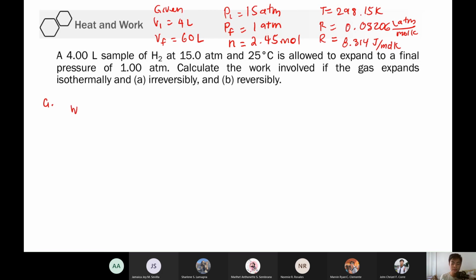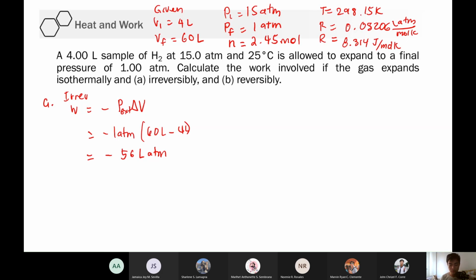Irreversible expansion, the formula is negative P delta V. Pero ano sabi kong volume, anong pressure gagamitin parati? Ano sabi ko? Yung final or yung external, di ba? Kasi at the final pressure, equal na yung forces, so hindi nagagalaw yung takip ng piston. So, always the final pressure ang gagamitin or the external pressure. That is 1 atm times the delta V, 60 minus 4 liters. That will be negative 56 liter atm.